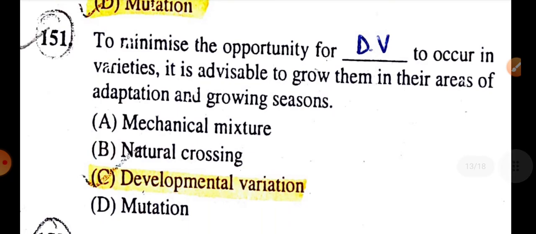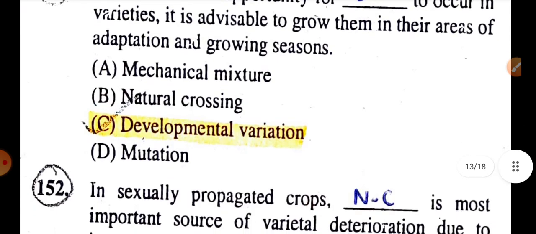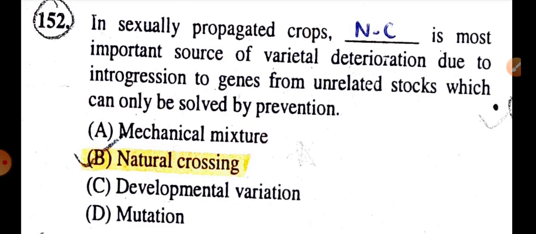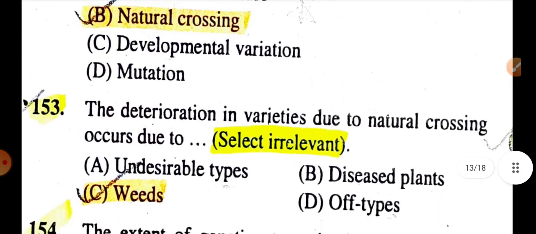To minimize the opportunity for developmental variation to occur in varieties, it is advisable to grow them in areas of adaptation and growing season. In sexually propagated crops, natural crossing is the most important source of varietal deterioration, due to introgression of genes from unrelated stock, which can be solved by prevention.